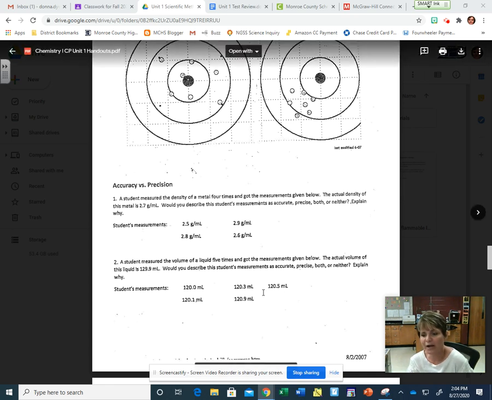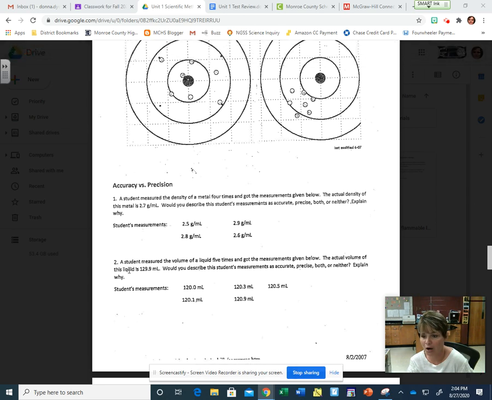120 is not very close to 129 at all. It's quite a bit off. It's about 9 milliliters off here. So that's not very accurate because they're not close to the right answer.